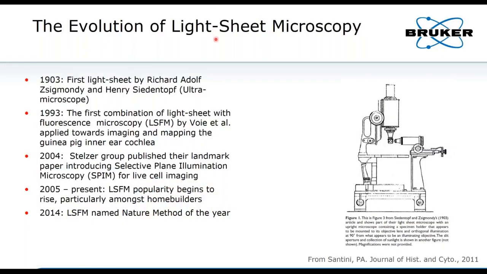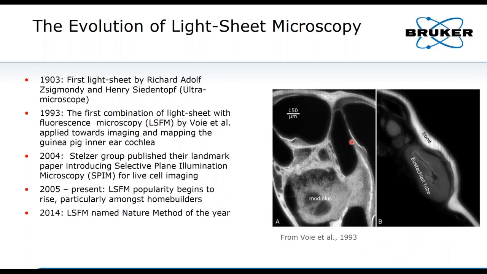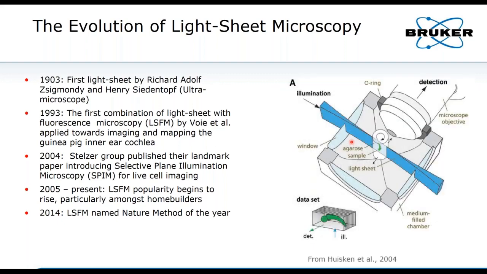The evolution of light sheet microscopy started more than a century ago. The first light sheet microscope was conceived by Zsigmondy and Siedentopf in 1903, where they first demonstrated the combination of an orthogonal arrangement of an illumination optics together with a detection microscope. Then this concept got forgotten for almost a century, until 1993, when Roy et al. published a paper on light sheet imaging of the inner ear cochlea of a guinea pig. This was kind of a one-time event until 10 years later, in 2004, Ernst Stelzer and his group published their landmark paper introducing what they then termed selective plane illumination microscopy, or SPIM, for live cell and live sample imaging. They applied this in the beginning to zebrafish and to Drosophila, so the application range was more in the range of developmental biology.